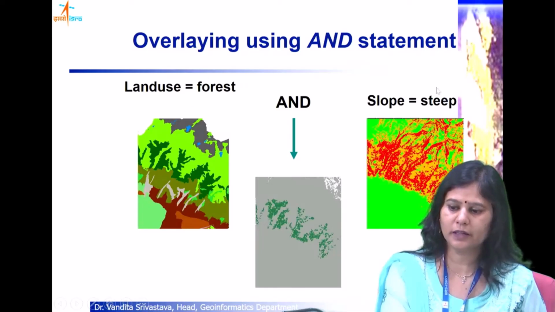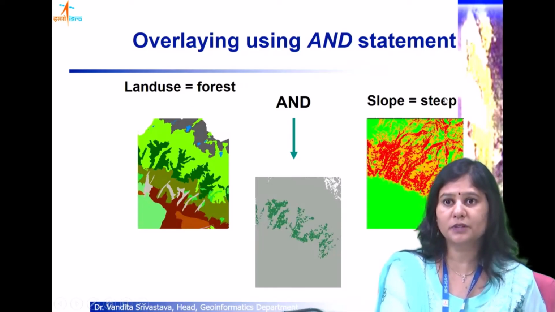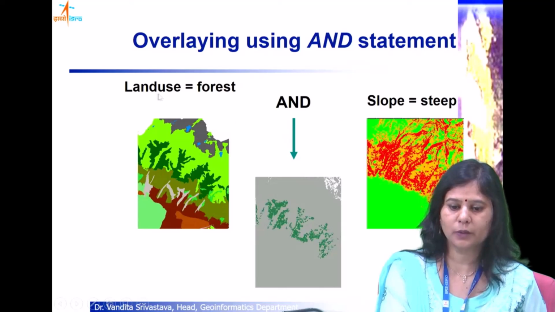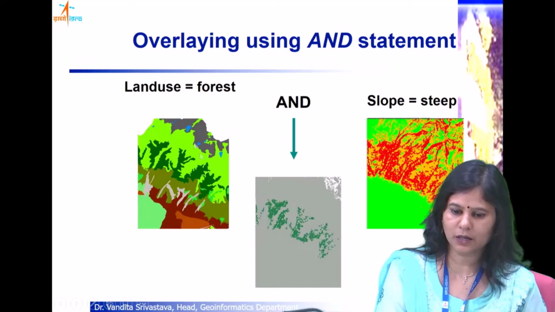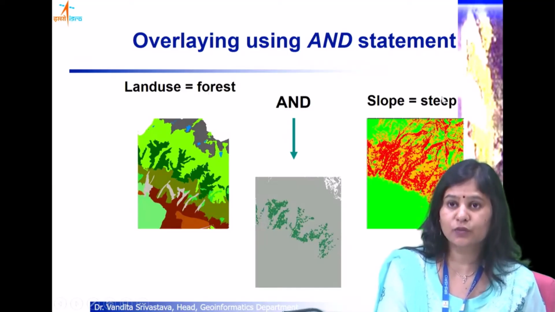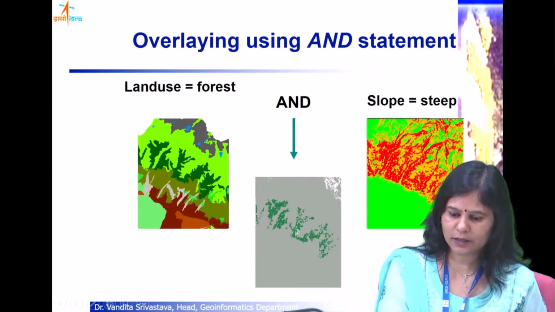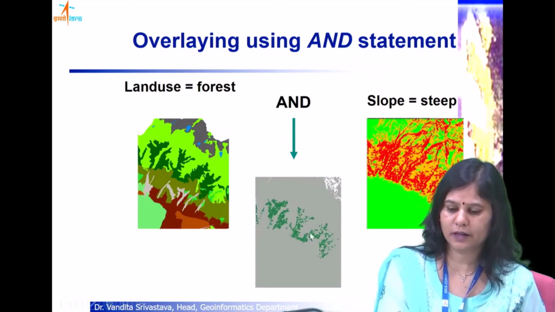Once I have made these categories and this information is present as a column, then we can ask a query: land use is forest and the slope is steep. So what is the outcome? The system will try to find out the areas where these two conditions are satisfied simultaneously. So these are the areas that resulted, which are steep slopes as well as forest. So you can find the answer.